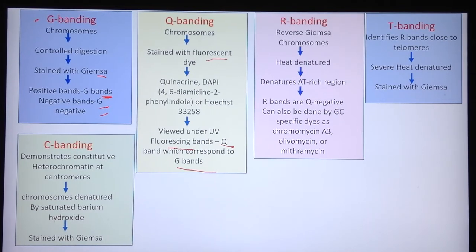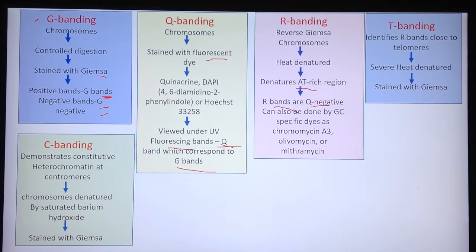Then R banding, which is reverse banding. In reverse Giemsa, chromosomes are heat denatured, which denatures AT rich regions. So R bands are Q negative, so that means they will be G negative also. Because it denatures AT rich regions, the bands which are stained are GC rich regions, that's why they are negative. It can also be done by GC specific dyes such as chromomycin A3, olivomycin or mitramycin.